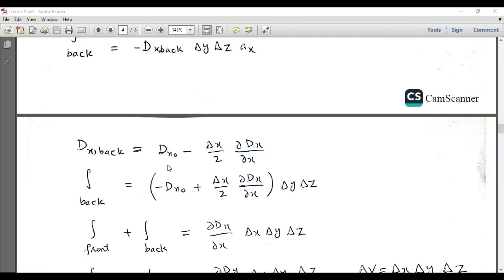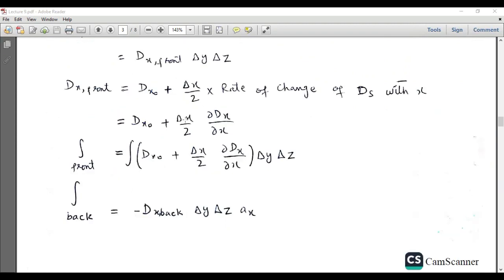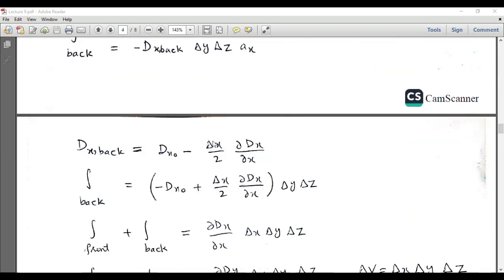Now Dx back is equal to Dx0 minus delta x by 2 into partial Dx over partial x. Right here, delta x was positive because we are moving along the positive x direction from the center to the front face. So when we are moving from the center to the back face, we are moving in the negative x direction. So delta x will be negative in this case. So this is Dx back, and put this Dx back in this expression. So the back integration will be equal to minus Dx0, and minus minus will be plus, so plus delta x by 2 into partial Dx over partial x.